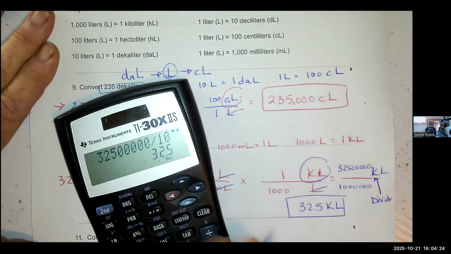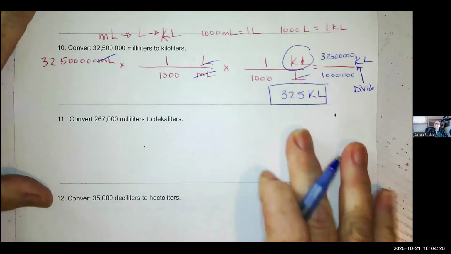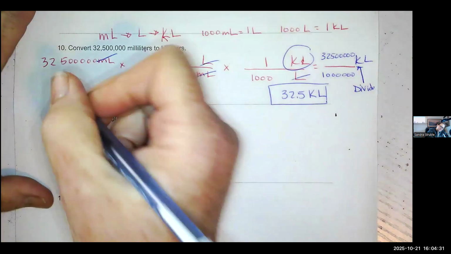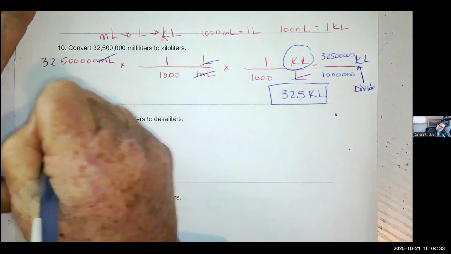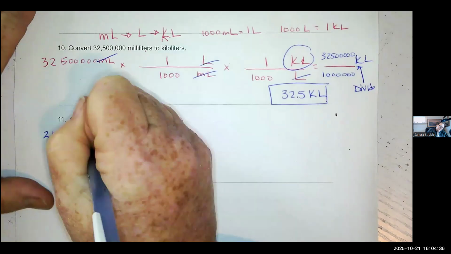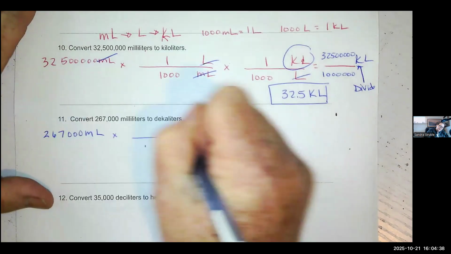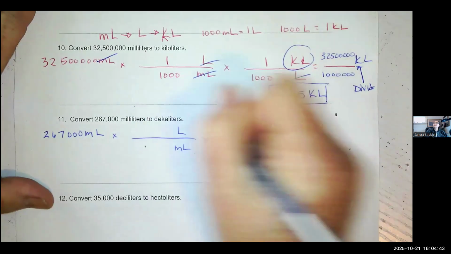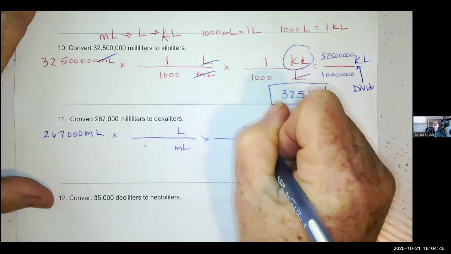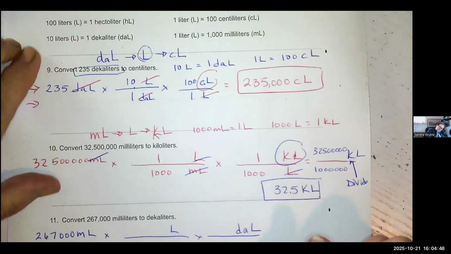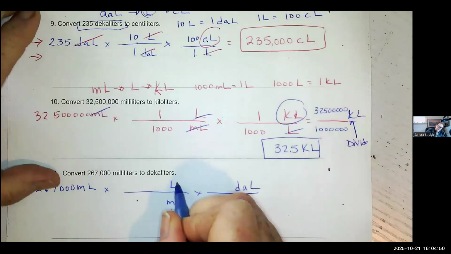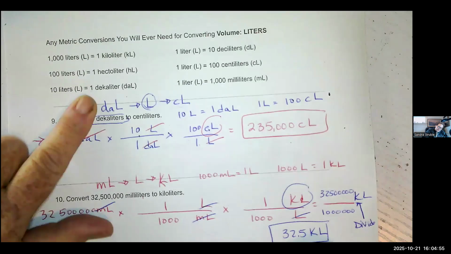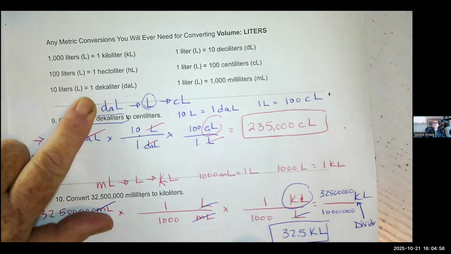Okay. Next one, we're going from milliliters to decaliters. So you're going to start with what you're given, 267,000 milliliters. We're going to do 2 conversions. We're going to go from milliliters to liters and from liters to decaliters. All right, now I'm going to get my conversions. Milliliters to liters, there's 1,000 milliliters in 1 liter. And then decaliters to liters, there is 1 decaliter for 10 liters. We know we're going to have to divide on this one.